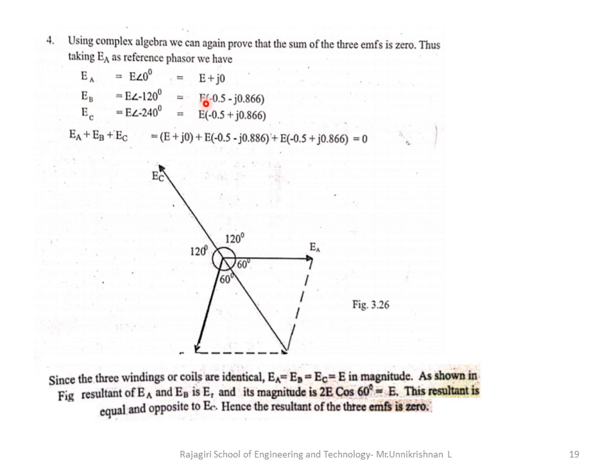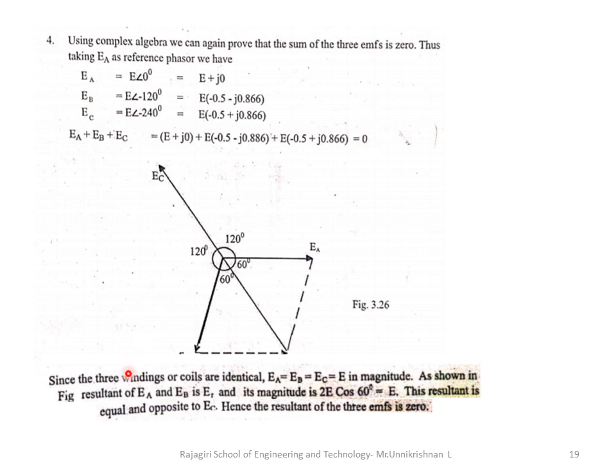Now using complex numbers or complex algebra, can you prove the same thing? So in this one, actually you will be writing the voltage as E angle 0, E is the maximum value of the voltage, right? E angle minus 120, E angle minus 240. Now convert this polar form into rectangular form, you will be getting these things. Now add EA, EB, EC. In rectangular form you have to convert, right, for adding. So you will be getting 0.